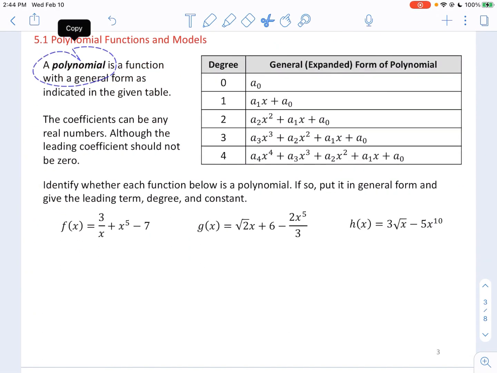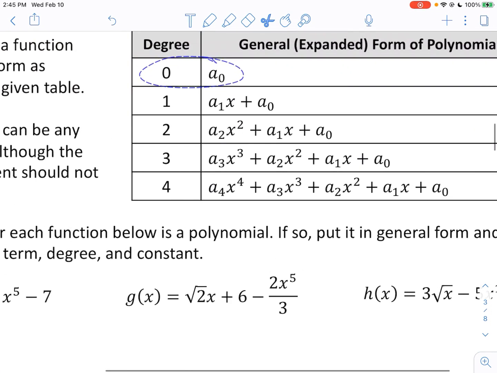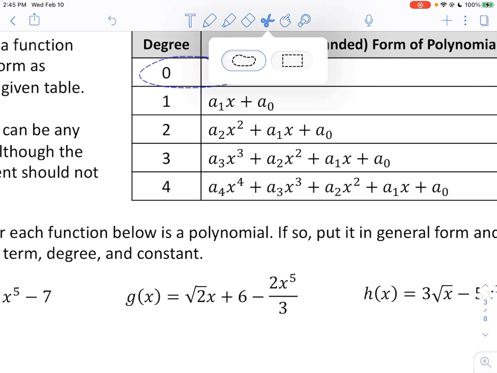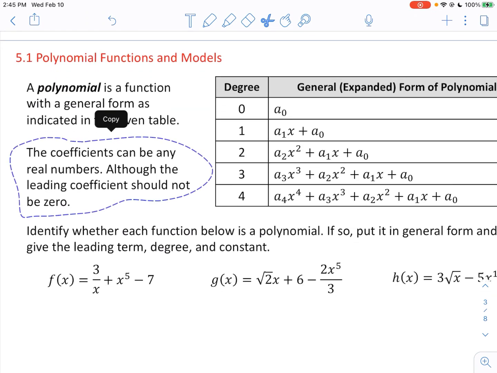A polynomial is a function with a general form as indicated in the given table. I did it by degree. So a degree 0 polynomial is anything of the form y equals a sub naught. The word naught means nothing, a sub 0. This is just a constant. This could be any real number. In fact, the coefficients can be any real numbers, although the leading coefficient should not be 0.